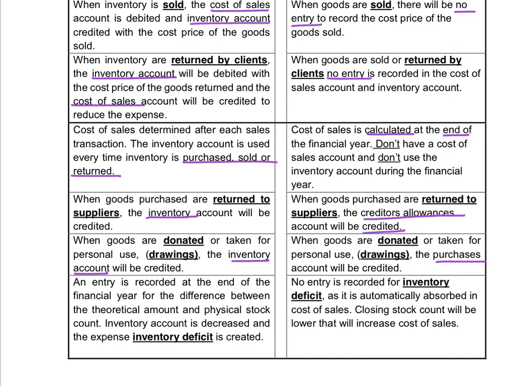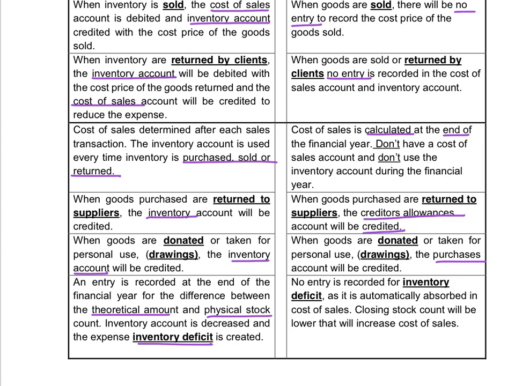An entry is recorded at the end of the financial year for the difference between the theoretical inventory and the physical inventory count. The theoretical inventory is the balance in your inventory account. The physical inventory count is the total amount of inventory according to stock taking. The inventory account will be decreased if there's a difference between the theoretical and physical inventory count, and we will create an expense, inventory deficit.